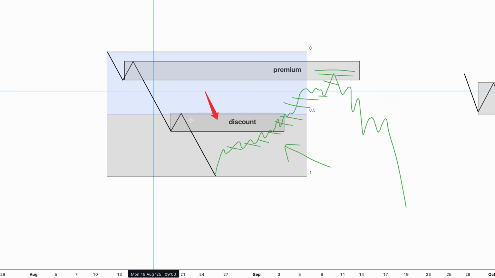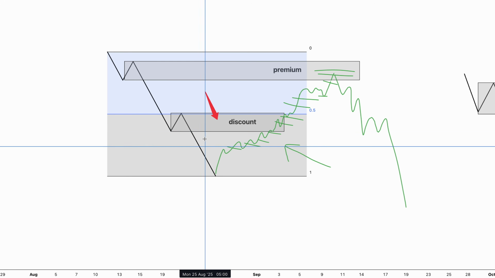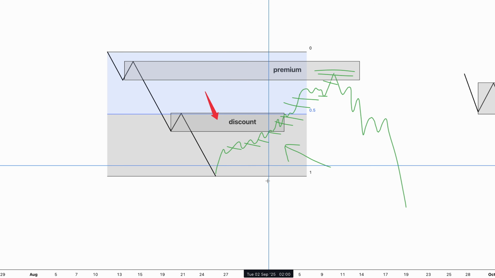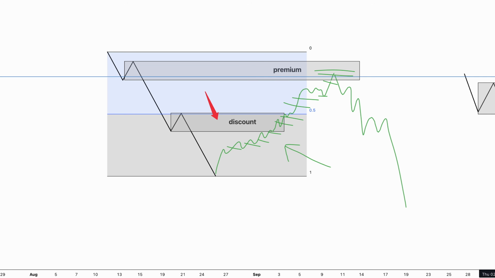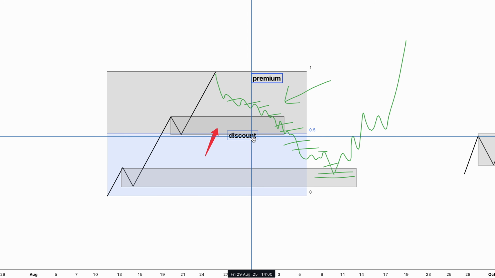And by using that 50% rule, that Fibonacci rule, we see that it's better to avoid any zones that are in discount price if we are looking to sell. So you don't want to sell in a discount, you want to sell in a premium. And then if you're buying, you don't want to buy in the premium, you want to buy in the discount.